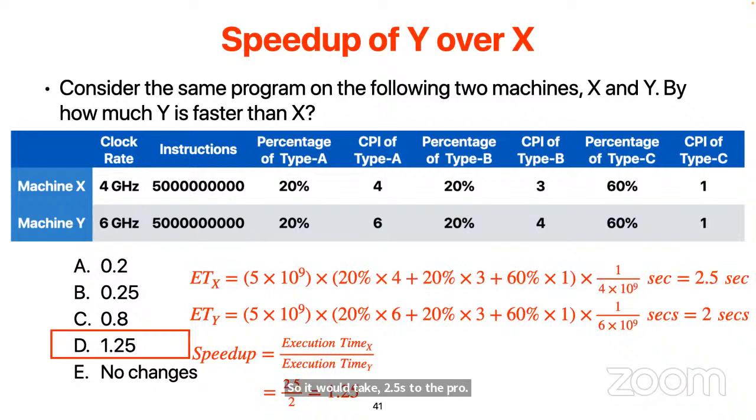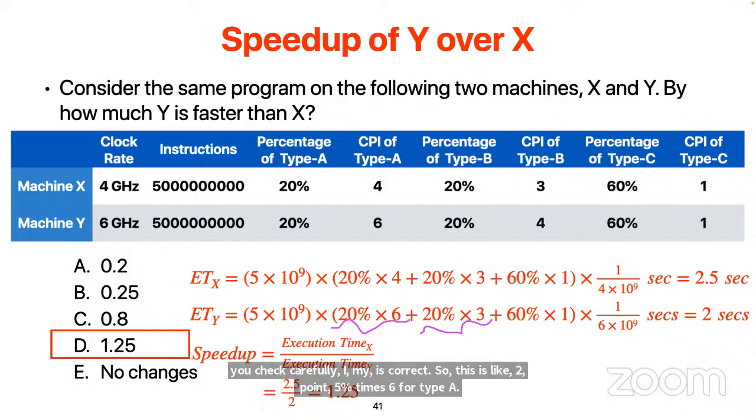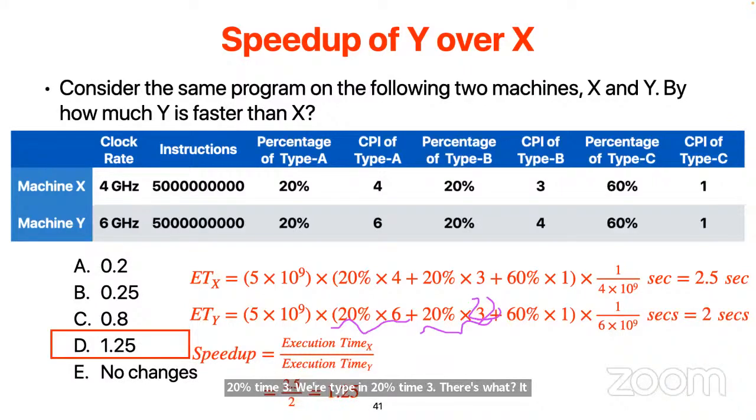And for machine Y, if you check carefully, I believe my math is correct. So this is 20% times 6 for type A, 20% times 3. There should be 4. It should be 4, 10%. Oh, it should be 4. Okay, so I'm wrong. You guys are right. Okay, so this should be 3. That's fine, you guys are good.